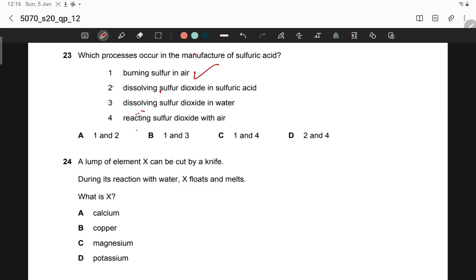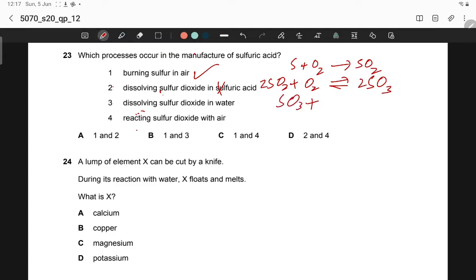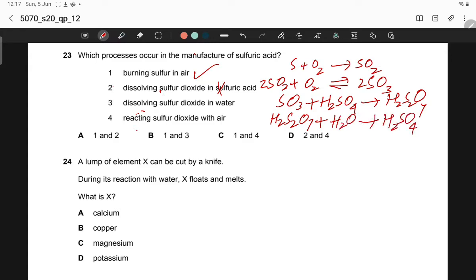in air is correct. Dissolving of sulfur dioxide in sulfuric acid is not correct, because sulfur reacts with oxygen to form sulfur dioxide. Sulfur dioxide plus oxygen, reversible reaction, sulfur trioxide, and sulfur trioxide reacts with sulfuric acid to form oleum, H2S2O7, and H2S2O7 is diluted with water to form sulfuric acid. These are the 5 reactions of making sulfuric acid.